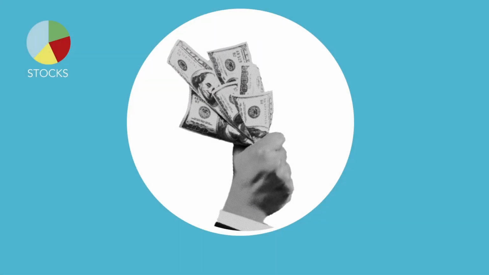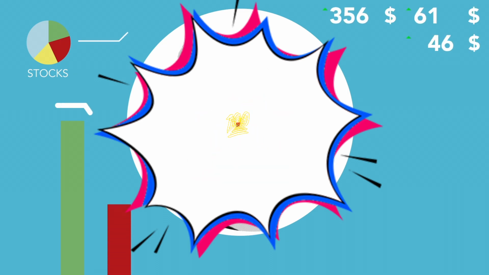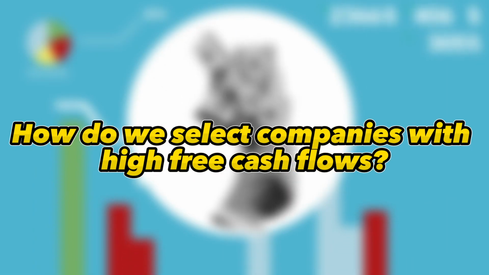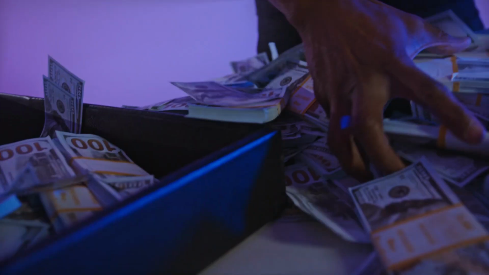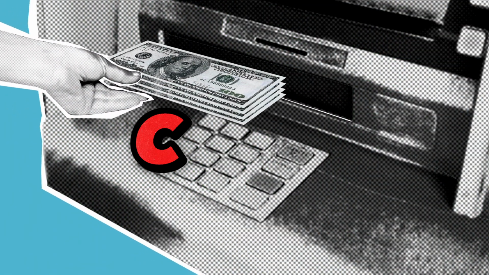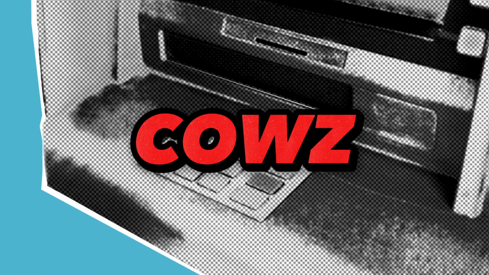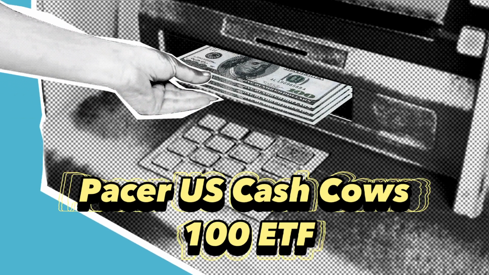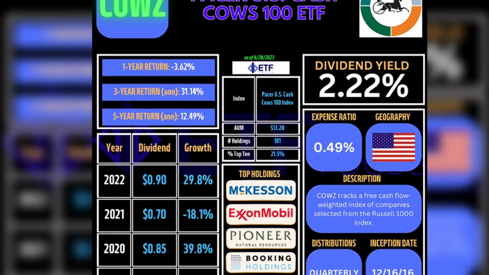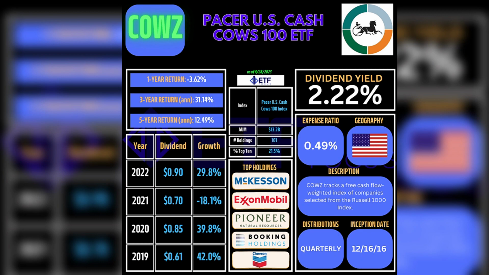Now that we know the importance of free cash flow, the next question is how do we select companies with high free cash flows? It turns out we don't actually need to do this ourselves, because there is an ETF which focuses on free cash flow extensively. It's called COWZ, with ticker symbol COWZ, which stands for Pacer US Cash Cows 100 ETF. Let's dive into some of the fundamentals of COWZ so you can get a better understanding.